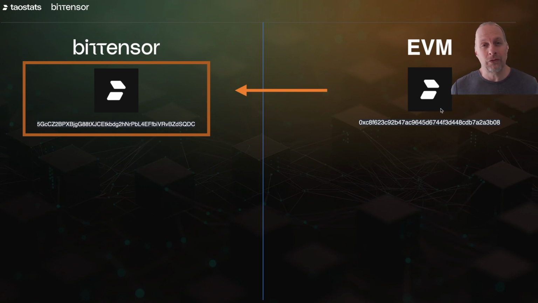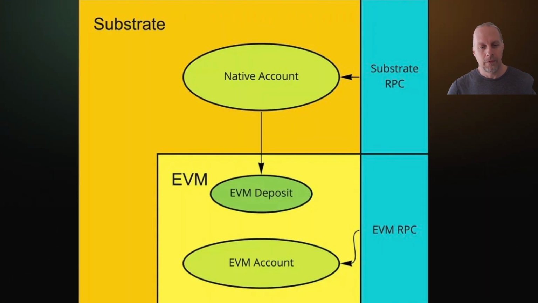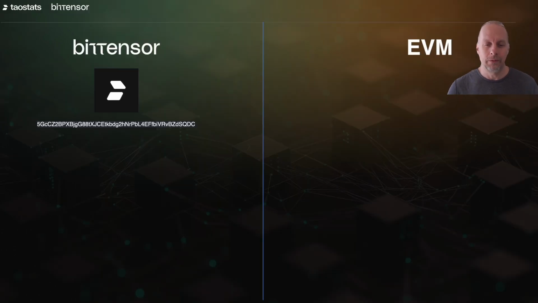We don't have the password. We can't execute smart contracts on the EVM side. We would have to create an EVM account to do that. You can see here that the EVM account is separate from the Substrate account.